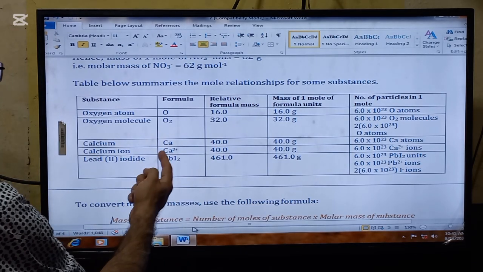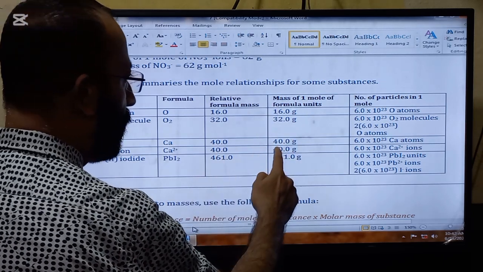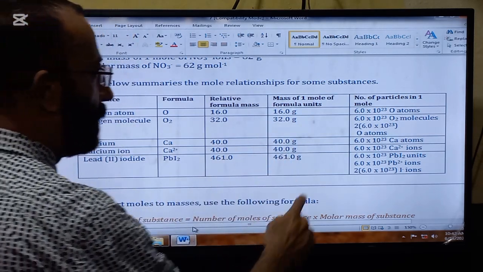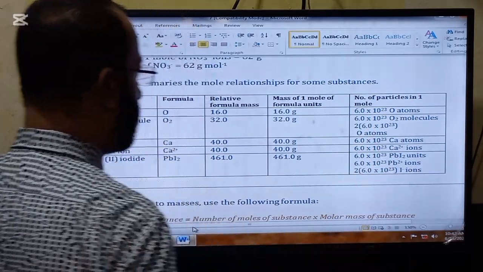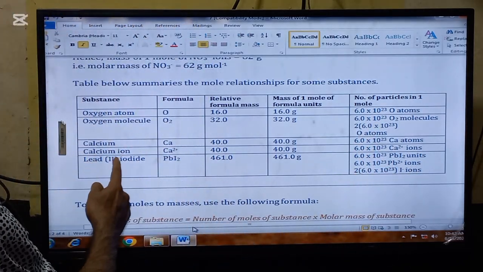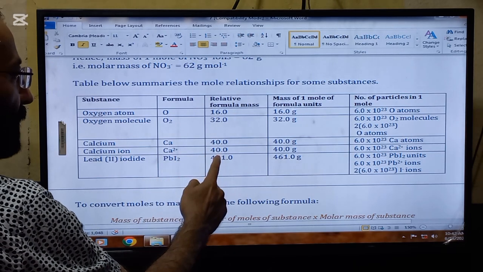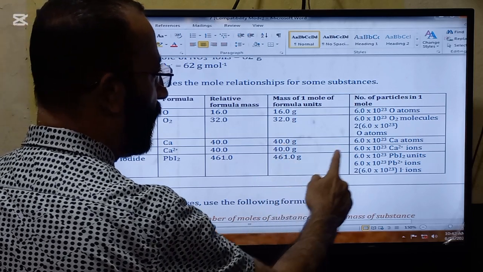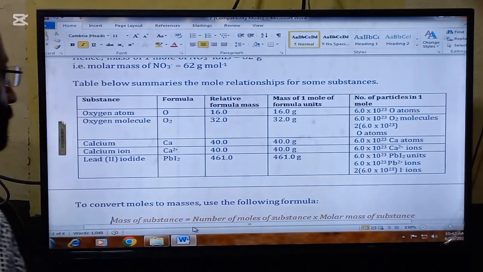Look now, calcium, that is Ca. Relative formula mass is 40. Mass of 1 mole of the formula unit is 40 grams, gram will be put with it. And the number of particles in 1 mole is 6 multiplied by 10 raised to the power 23 calcium atoms. Now the calcium ion is represented by Ca2+. Relative formula mass is 40. Mass of 1 mole of the formula units is 40 grams. And the number of particles is 6 multiplied by 10 raised to the power 23 calcium ions.